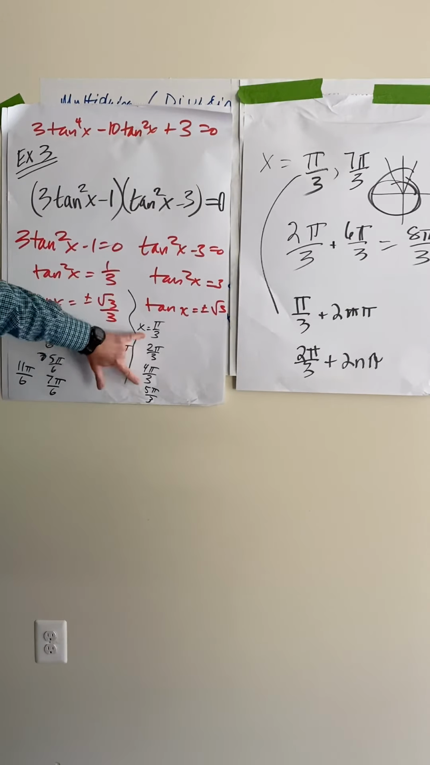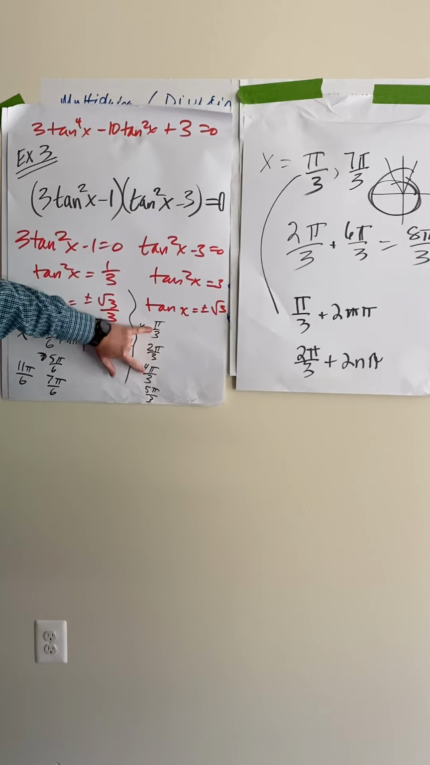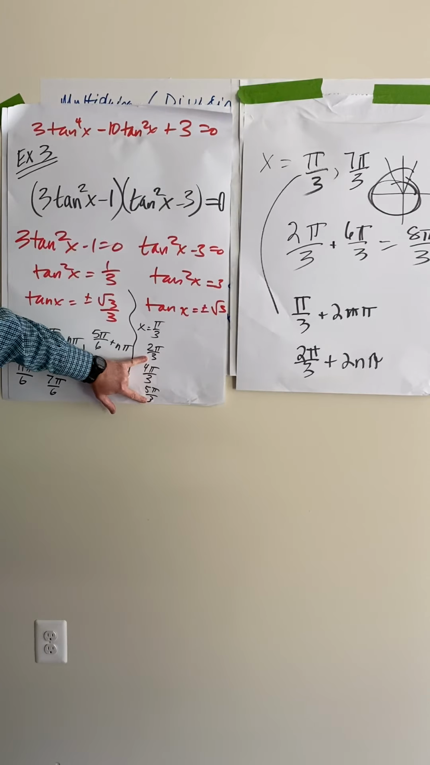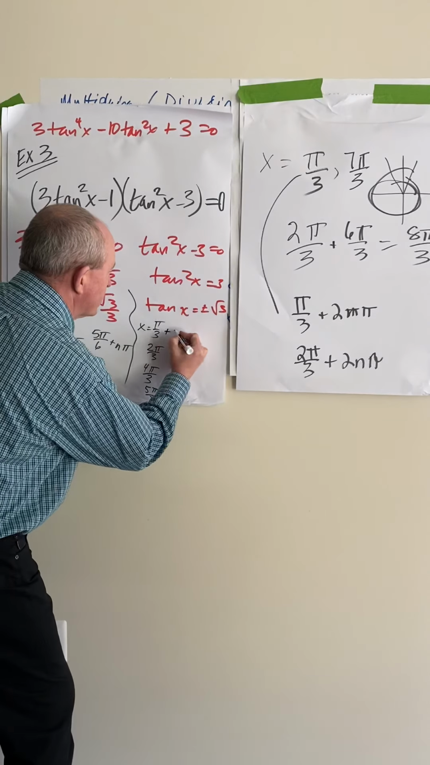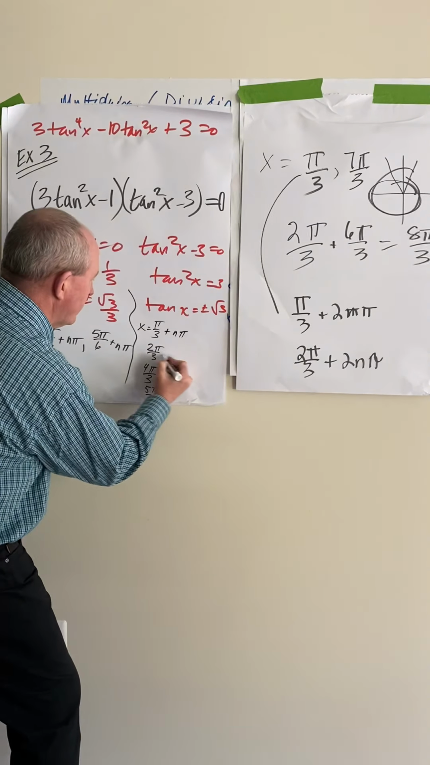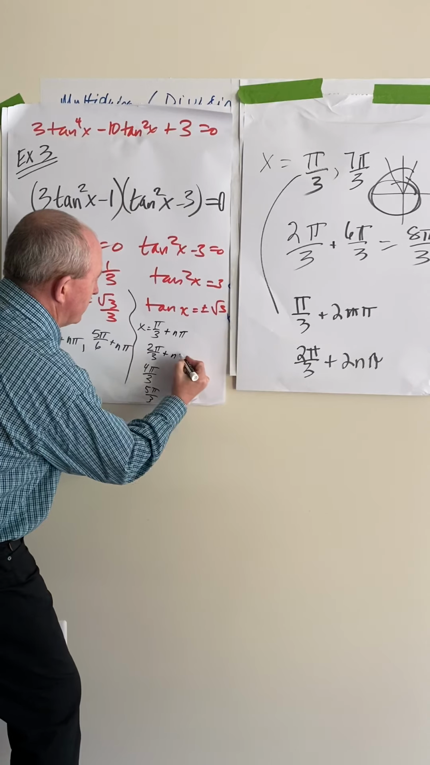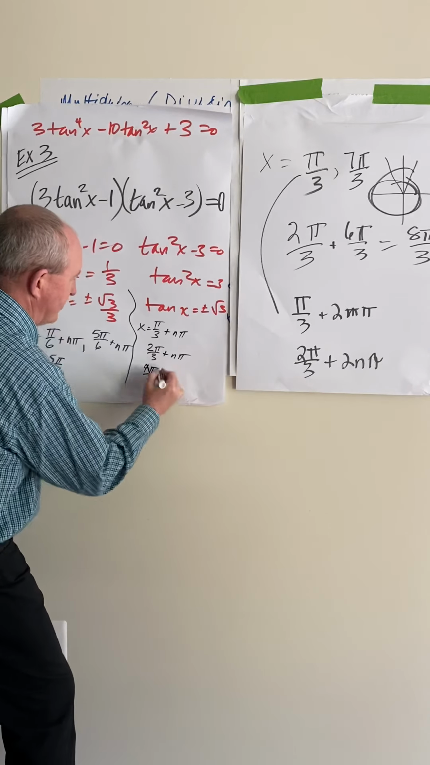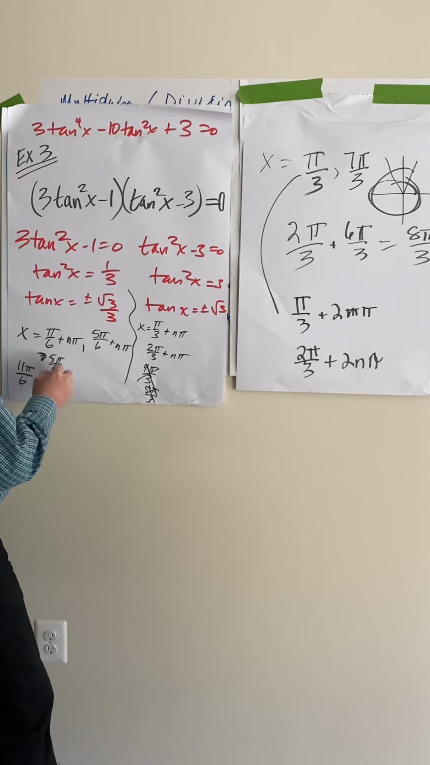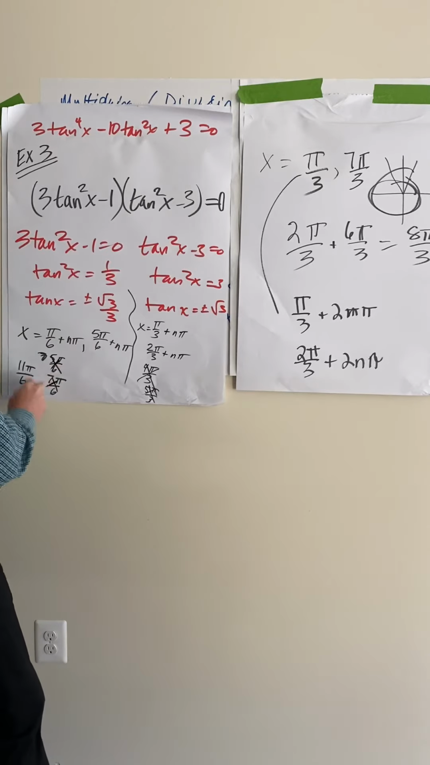Okay, so these two are pi away from each other, and these two are pi away from each other. So we could write our solutions as pi over 3 plus n pi, and 2 pi over 3 plus n pi. I have all of my solutions. I'm going to mention this stuff.